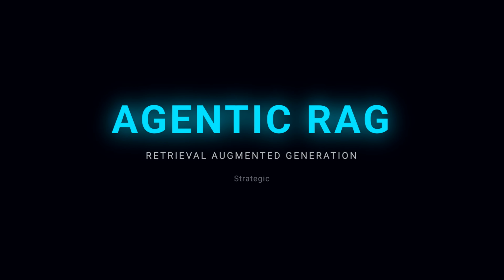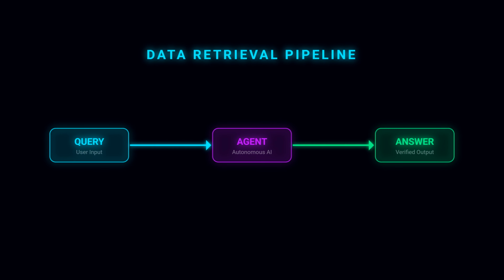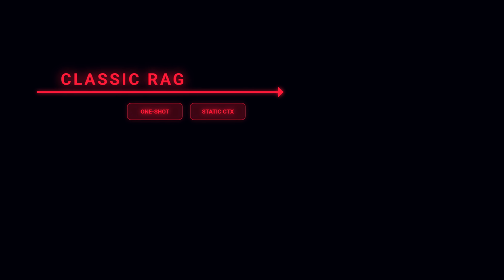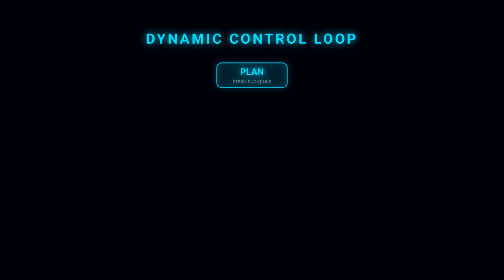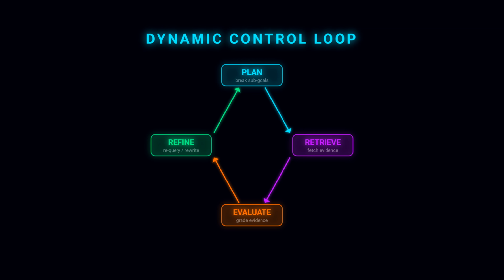Agentic Retrieval-Augmented Generation, or Agentic RAG, is the strategic integration of autonomous artificial intelligence agents into the data retrieval pipeline. It transforms data fetching from a linear, deterministic process into an iterative, context-aware, and dynamic control loop. To understand this paradigm shift, consider classic RAG.